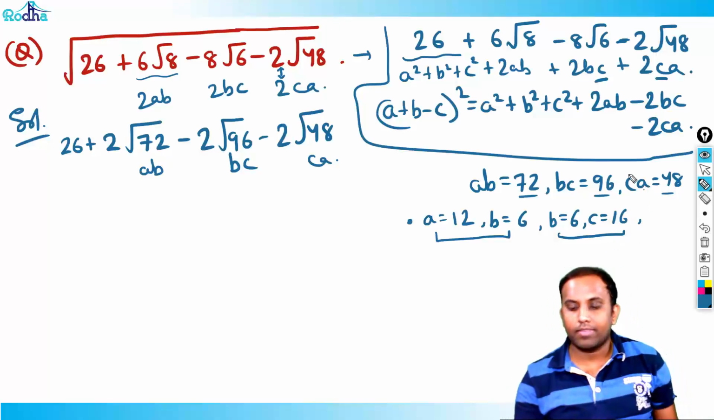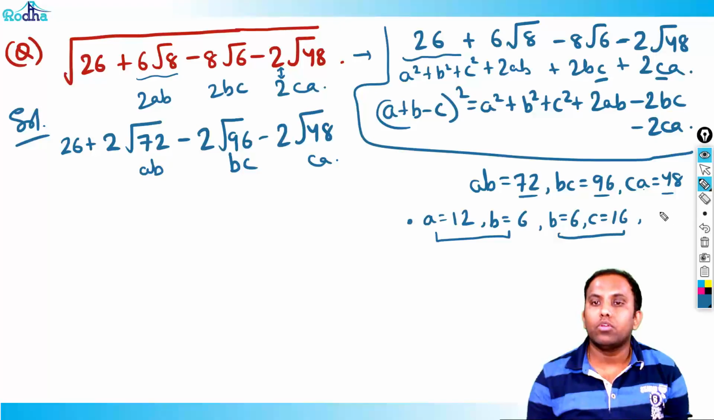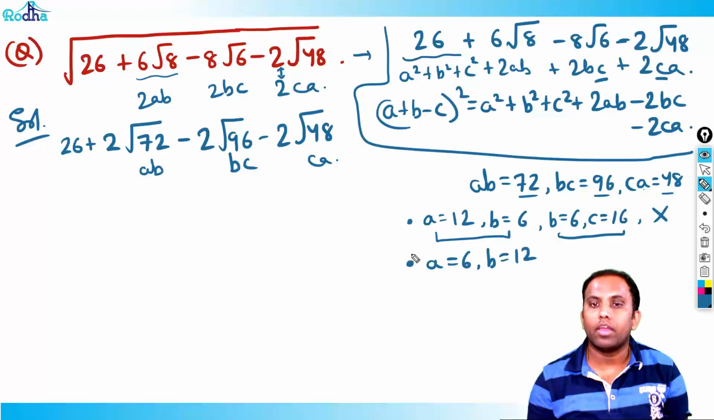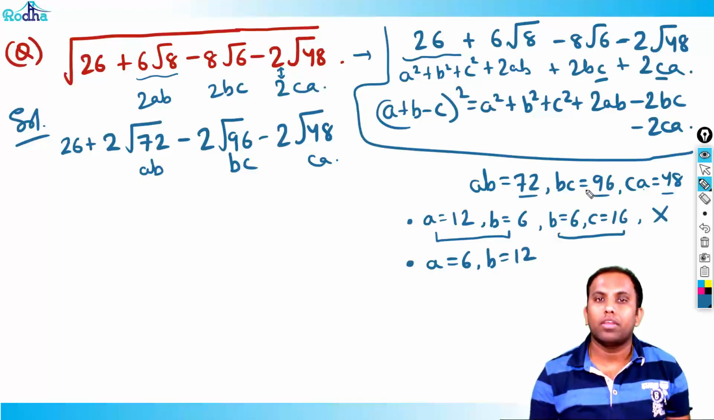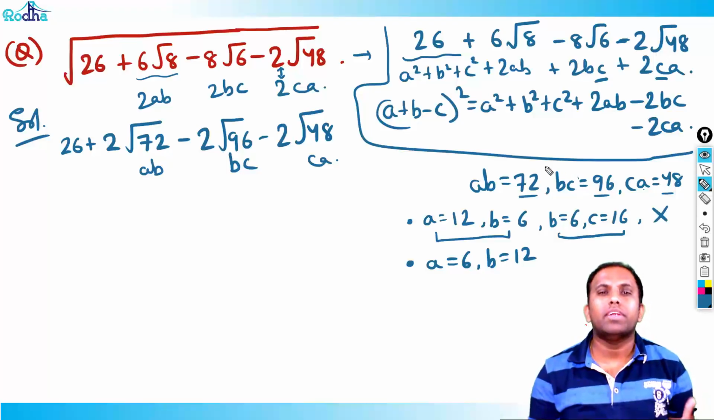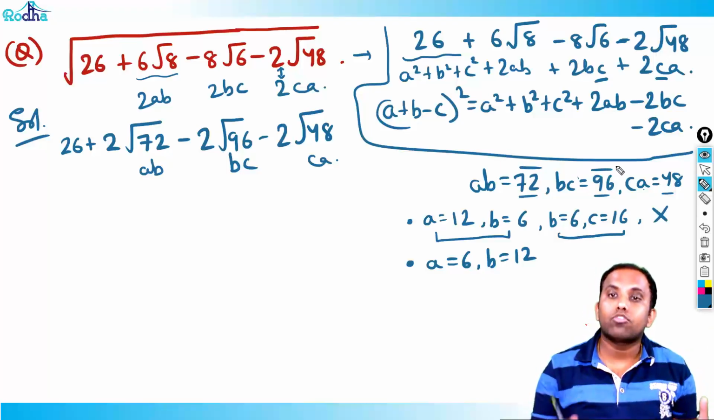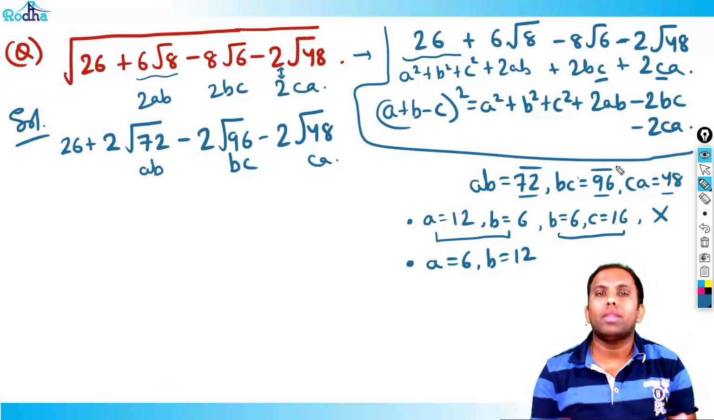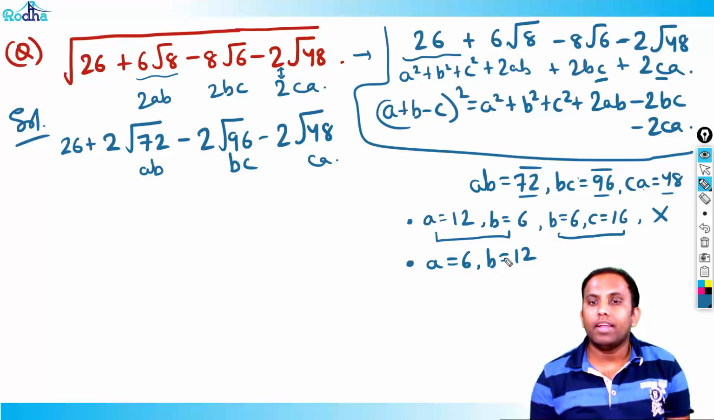So what we can do is reverse a bit. I can take A as 6 and B as 12. In 72 and 96, I see 12 as common. I see 24 also as common, and 6 also, it's just a matter of hit and trial. I just take one number and proceed. So let's say I took 12 here, so A 6 and B 12.